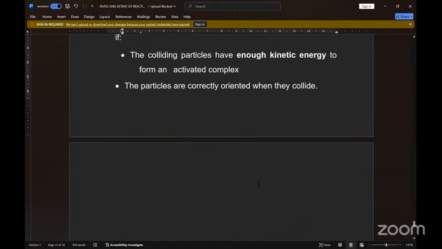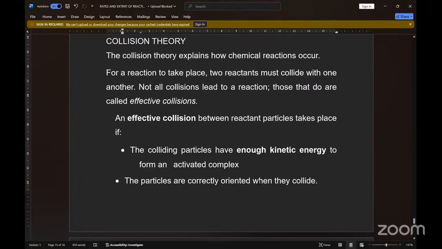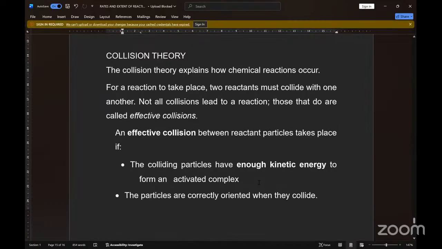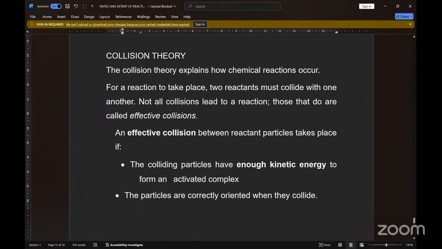So we are going to end the lesson here by looking at what we call the collision theory. This will lay the foundation for whatever we are going to do. So what is the collision theory? The collision theory attempts to explain what happens when a chemical reaction proceeds.